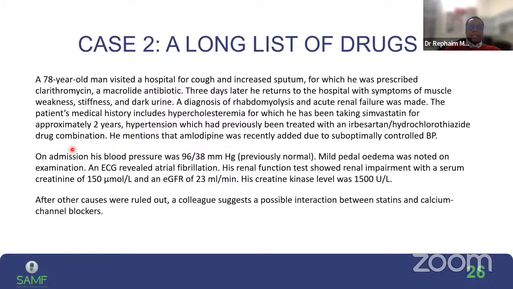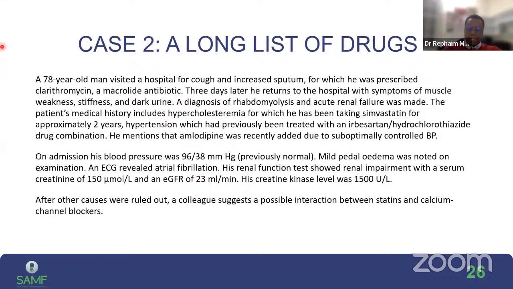Okay, so case 2 is titled A Long List of Drugs. We've got a 70-year-old man who has visited you for a cough as well as increased sputum, for which he was prescribed clarithromycin, which is a macrolide antibiotic. And 3 days later, he returns to the hospital with symptoms of muscle weakness, stiffness, and dark urine. A diagnosis of rhabdomyolysis is made, as well as acute renal failure.